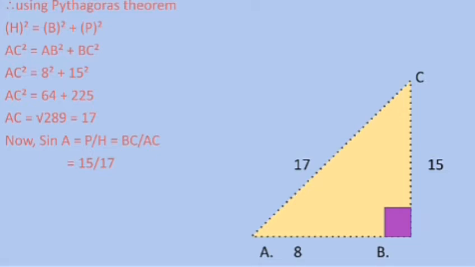Okay class, similarly we are going to calculate secant A. Secant A is hypotenuse upon base, because it is the reciprocal of cos A. Now substituting the value of hypotenuse, that is AC, and the value of base, that is AB, we have secant A equals 17 divided by 8. Okay class, now moving to the next question. I hope you understand this one also.